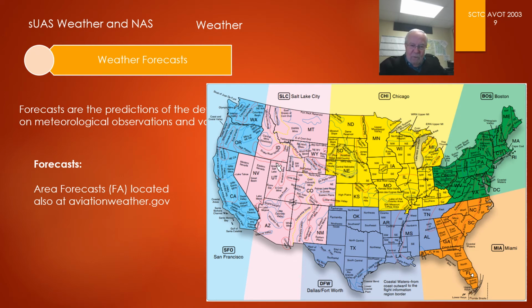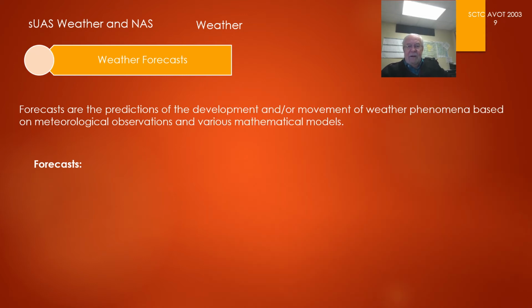And of course, you note that we can get it at aviationweather.gov. We'll produce all these different charts periodically. They have expiration times, they have starting times, and whatnot. Okay.